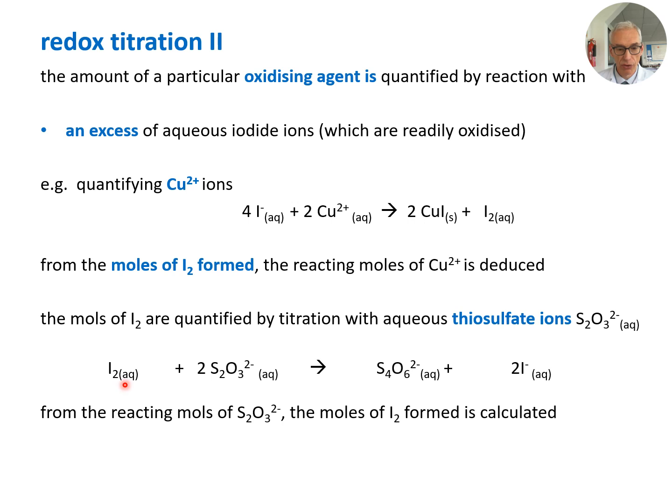If we know the moles of iodine formed, then we know how many moles were made by reaction between iodide and copper. So we can go from this number of moles to the moles of copper 2+. So moles of thiosulfate tell us moles of iodine. The moles of iodine then tell us the moles of copper 2+ ion, for example, or the moles of oxidizing agent according to the equation.